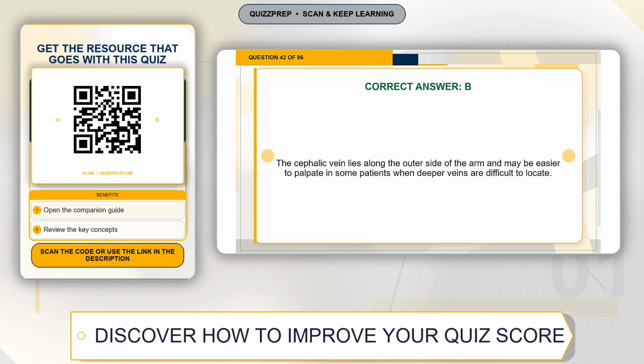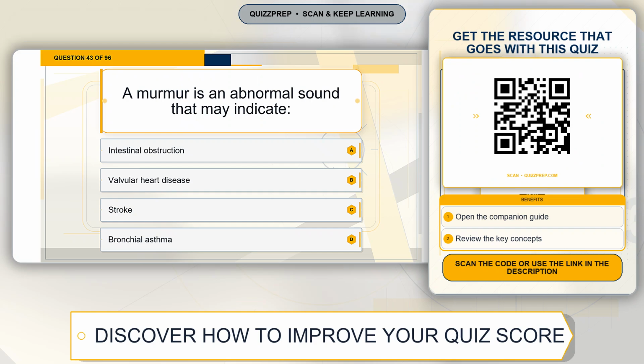Explanation. The cephalic vein lies along the outer side of the arm and may be easier to palpate in some patients when deeper veins are difficult to locate. Question 43.